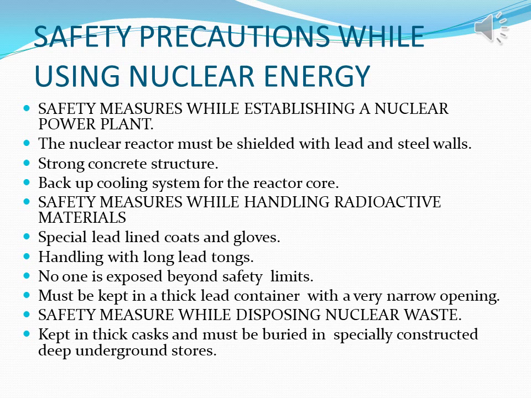The second category is safety measures while handling radioactive materials. The very first priority is special lead-lined aprons and lead gloves. They should handle the radioactive materials with long lead tongs. And care should be taken that no one is exposed beyond the safety limits. The radioactive substance must be kept in a thick lead container with a very narrow opening so as to stop radiations coming out from other directions.